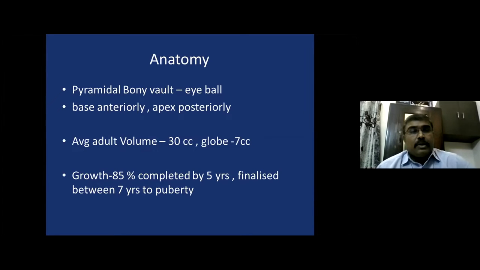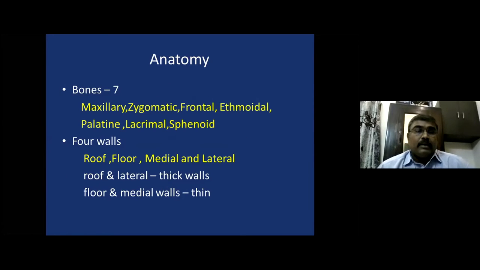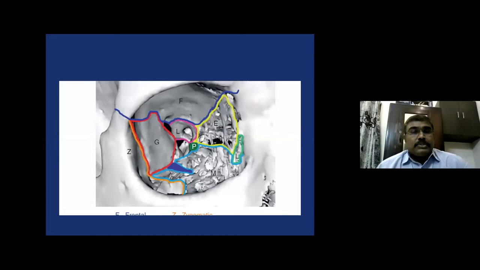Anatomy: the orbit is a pyramidal bony vault containing the eyeball, with the base anteriorly and the apex posteriorly. The average adult volume is 30 cc. Growth of the orbit is 80% complete by 5 years, and it is completed between 7 years and puberty. The orbit is formed of 7 bones: maxilla, zygomatic, frontal, ethmoidal, palatine, lacrimal, and sphenoid. It has 4 walls: roof, floor, medial wall, and lateral wall. Roof and lateral wall are thick walls; floor and medial wall are thin walls. This is a CT picture showing the bones contributing to the formation of the orbital cavity.